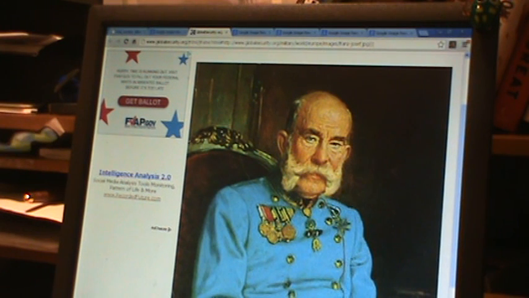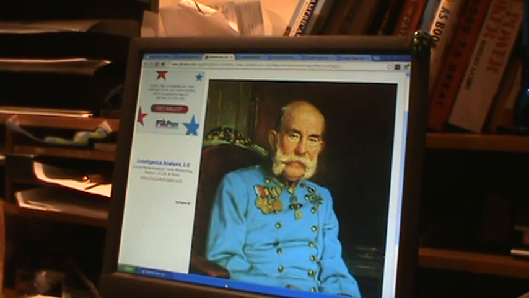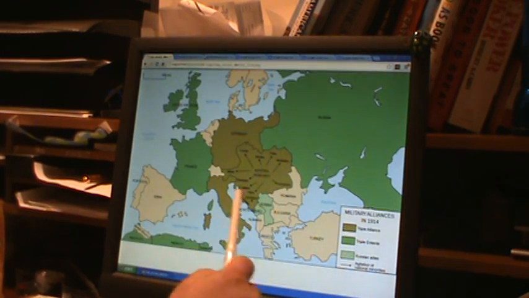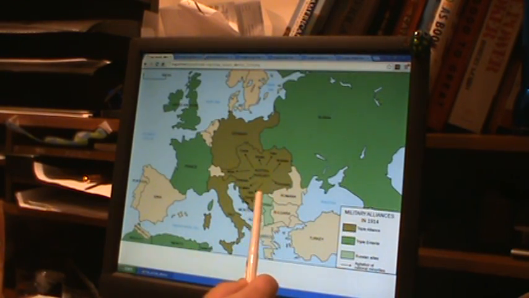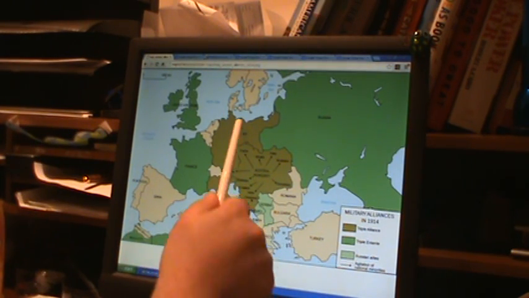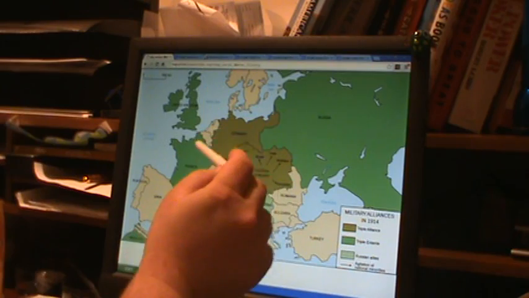This is Emperor Francis Joseph I. In 1914, he had been on the throne of Austria-Hungary since 1848. An old man with an empire kind of fraying at the seams was Germany's main ally. Italy joins with this alliance here to form what's known as the Central Alliance, or the Triple Alliance.